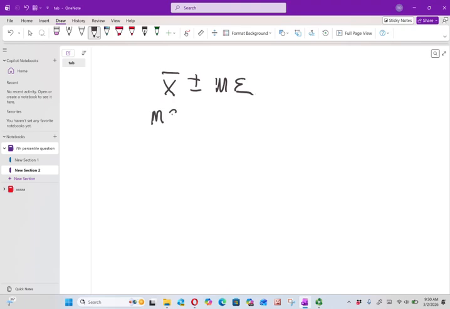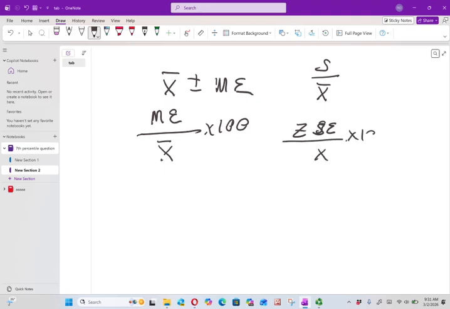If I take the margin of error, divide it by the average, multiply it times 100, I have converted the confidence interval to a percentage. So rather than saying this many standard errors up and down, I'm looking at it as a percent of the mean. This goes back to standard deviation over the average. All I can do is find that out. The standard error times the z over the average is just a different way to look at it.